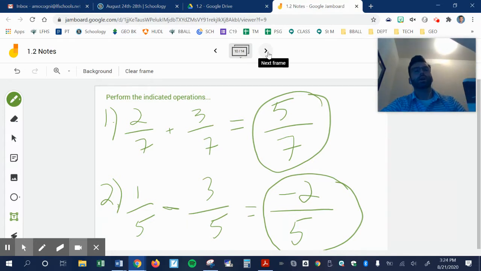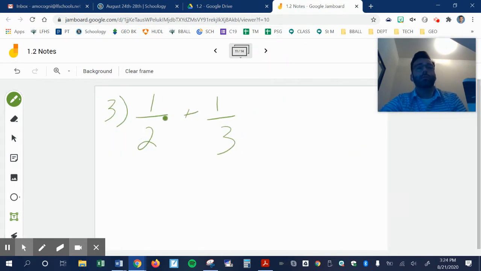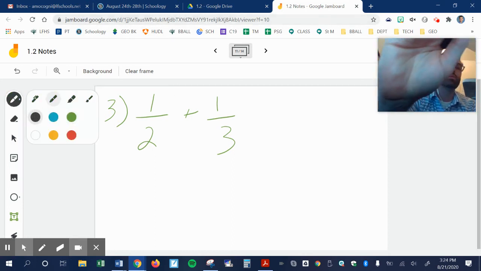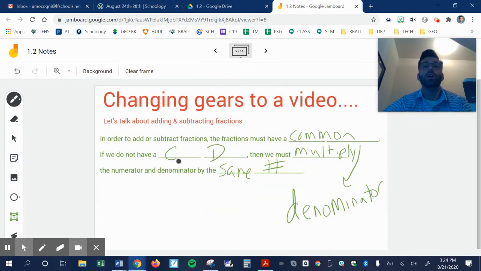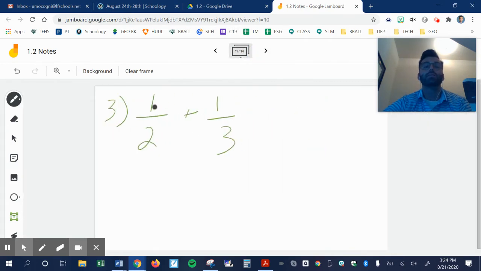You're probably thinking, holy buckets, this is so easy. Maybe, I don't know. How about this one? Uh-oh, holy buckets. We've got 1/2 plus 1/3. It looks like we do not have a common denominator here. So I'm going to have to multiply the numerator and denominator by the same number. It's going to go fraction by fraction, so I may not multiply the 1/2 by the same number as the 1/3.